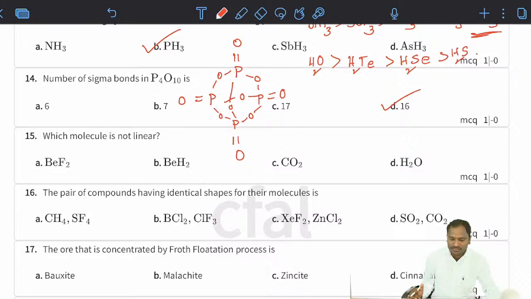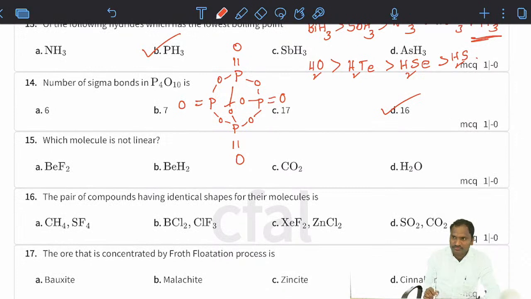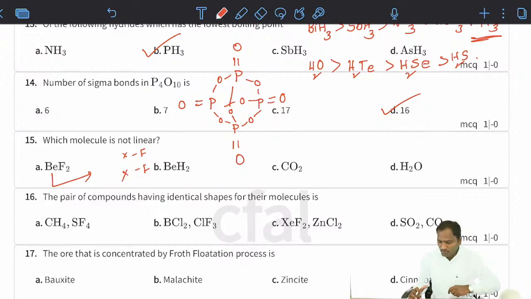Which molecule is not linear? BeF2, BeH2, CO2, H2O. What is the hybridization of BeF2, students? It is sp, because beryllium has 2 valence electrons. These 2 valence electrons can form 2 bonds with fluorine. If you count the number of sigma bonds, you will get 2. I hope you know this method, students.